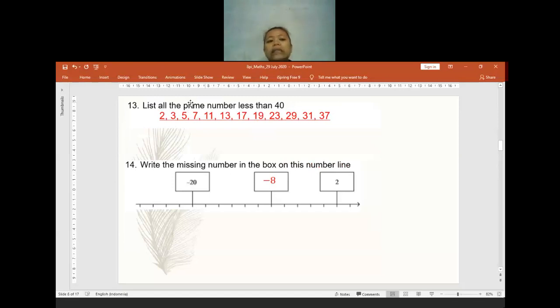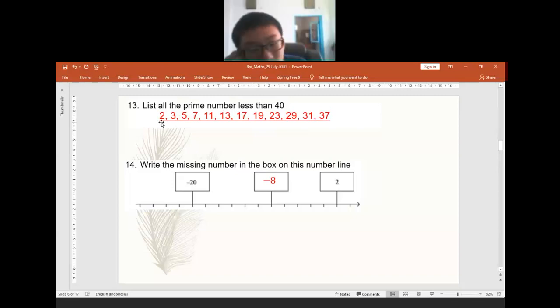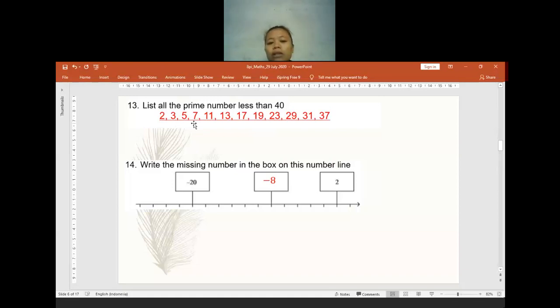For question 13, list all the prime numbers less than 40. Prime numbers start from number 2. So 1 is not a prime number, do not forget, because usually you will make the 1 a prime number. 1 is not a prime number. Prime numbers only have two factors, 1 and itself. It cannot be divided by any other number other than 1 and itself.